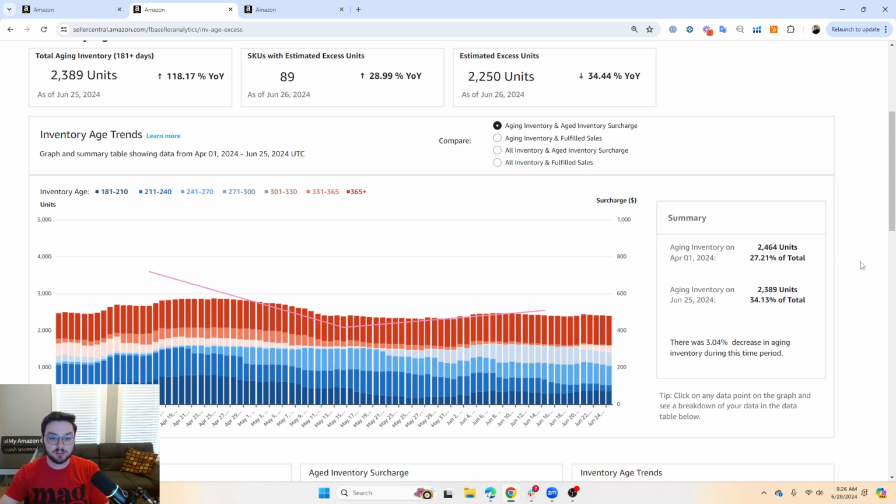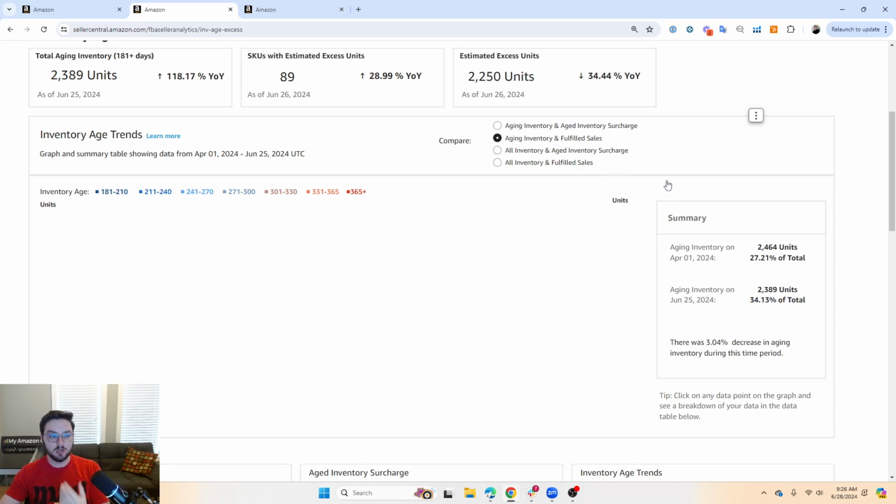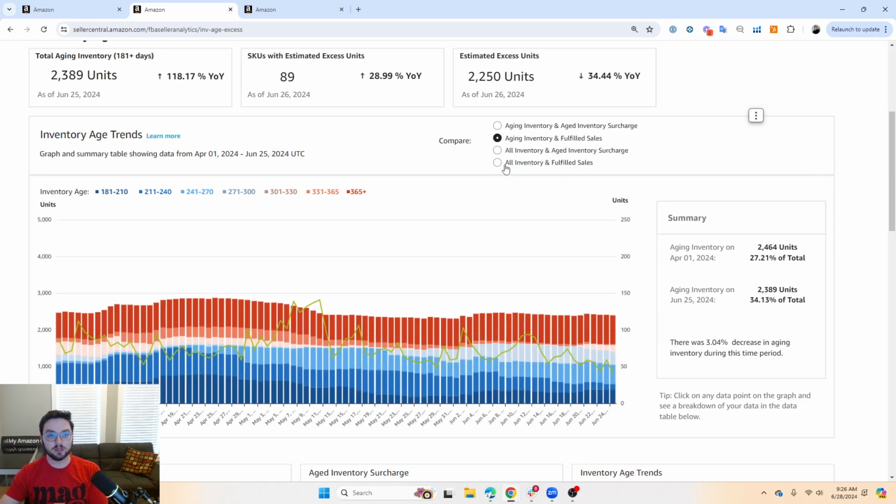So you can actually compare and contrast here. You can see us up here where it says aging inventory and aged inventory surcharge. You can do aging inventory and fulfilled sales as well, which will give you a little bit different of a breakdown. And then you can even do all inventory and aged inventory, all inventory and fulfilled sales. So it gives you a little bit of a breakdown where you can actually even see sales. Are we having our sales go up or down when it comes to the inventory levels as well?